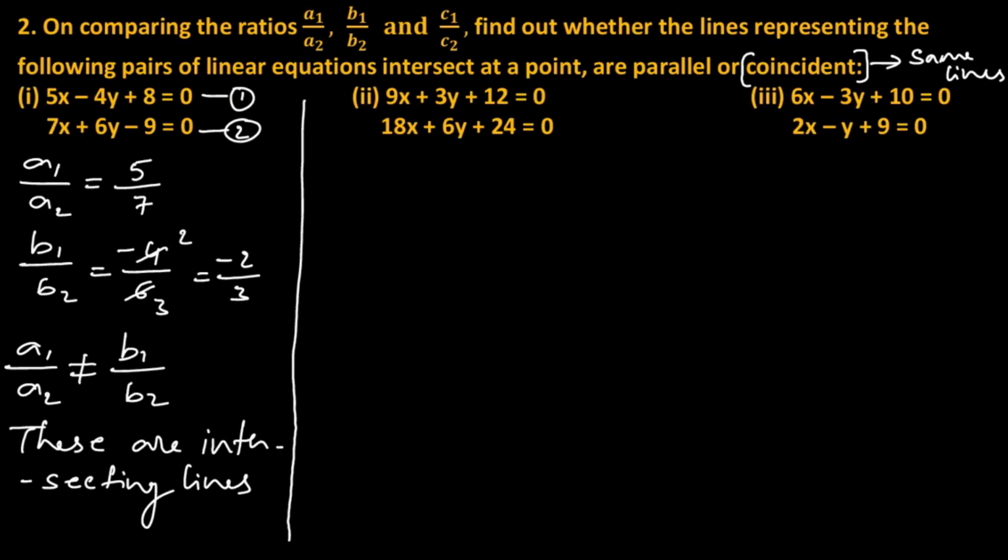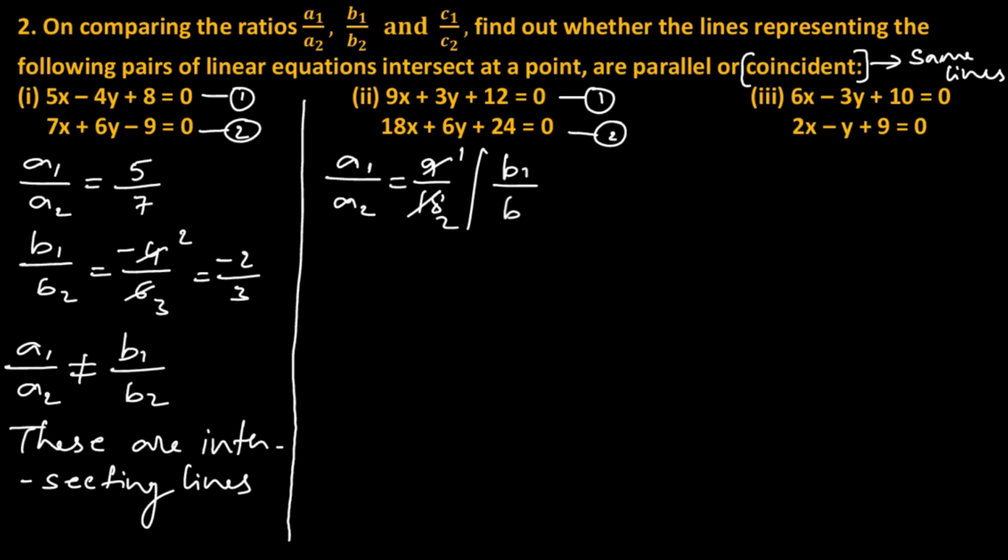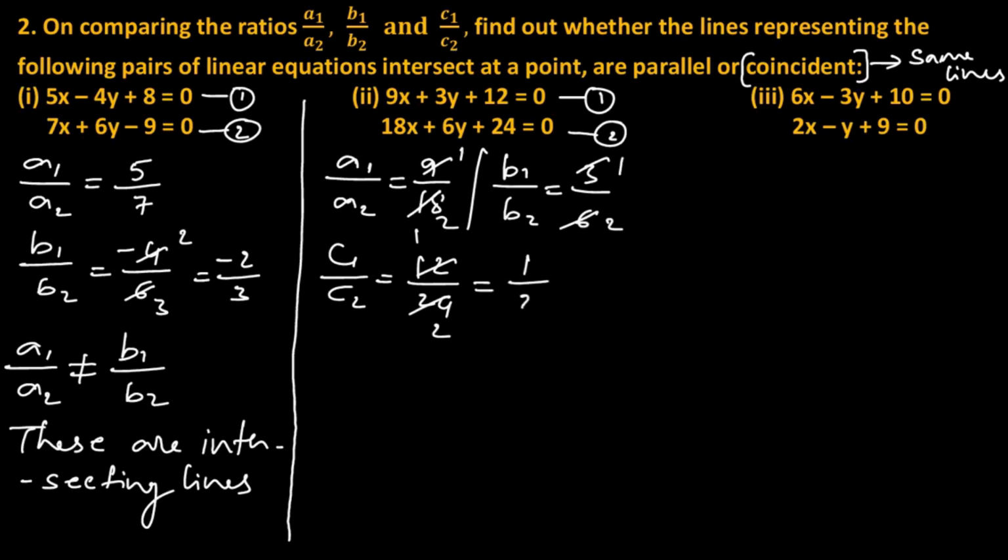Next one, 9x plus 3y plus 12 is equal to 0, first equation. 18x plus 6y plus 24 is equal to 0. This is our second equation. Now, a1 by a2 is equal to 9 by 18, which is equal to 1 by 2. b1 by b2 is equal to 3 by 6. This is also equal to 1 by 2. c1 by c2 is equal to 12 by 24. You can cancel in 12 table, 12 ones are, 12 twos are directly 1 by 2.